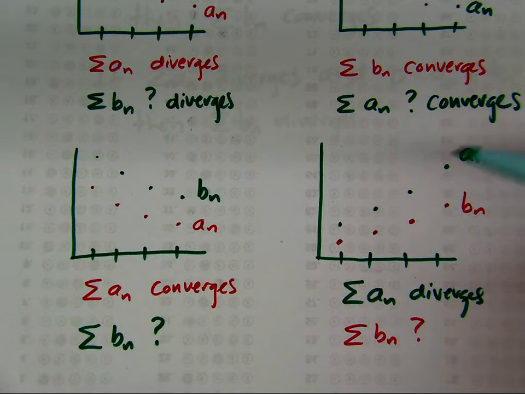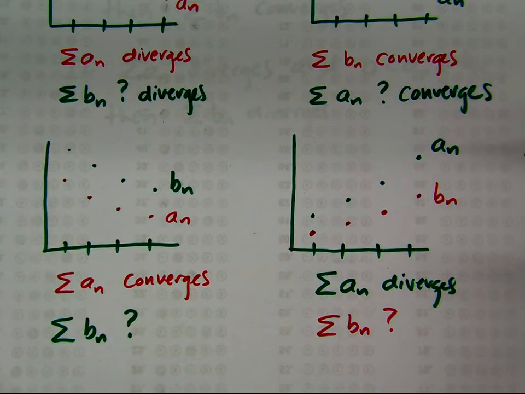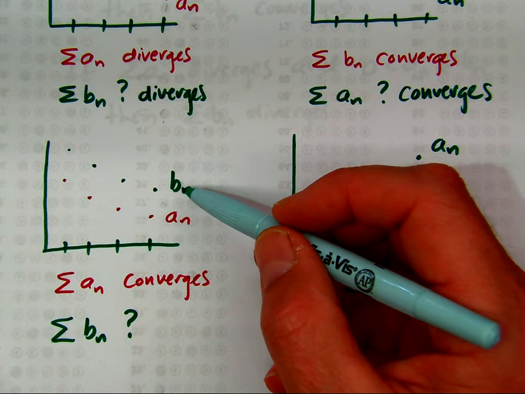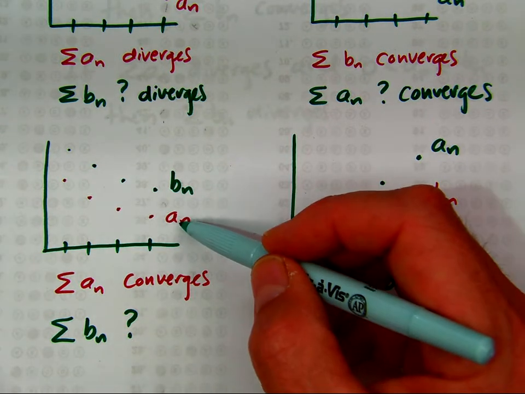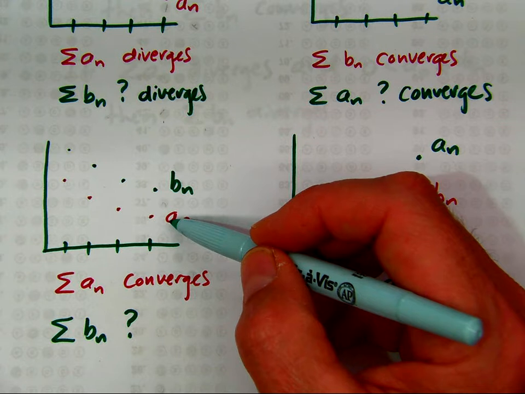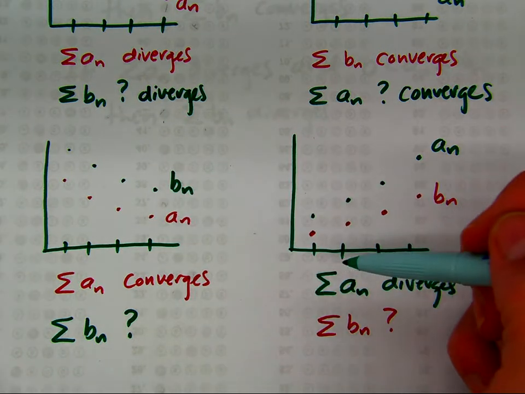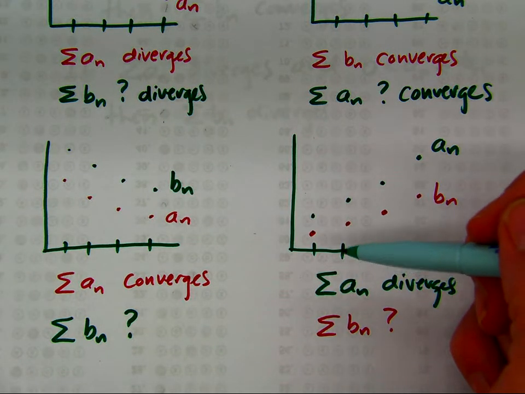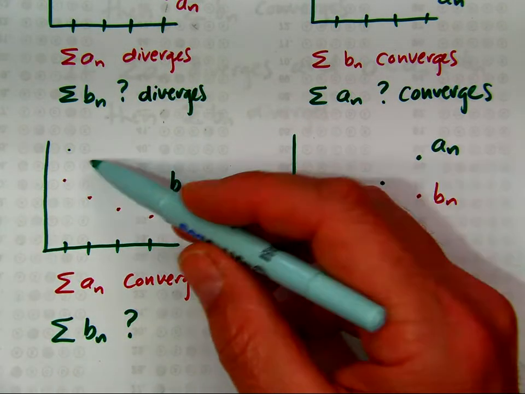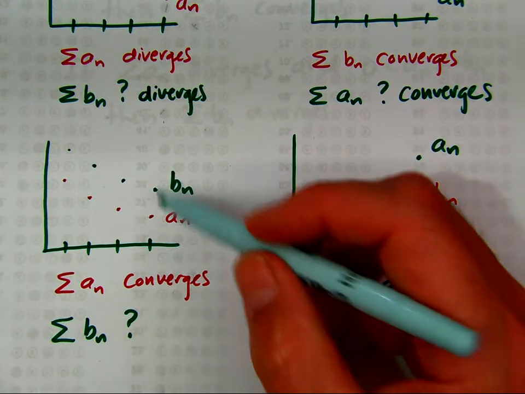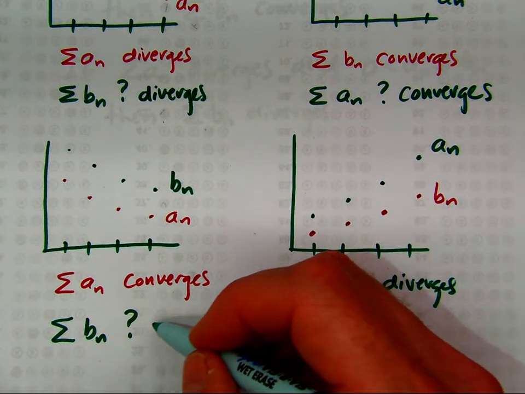Pause the video and answer the next two. So here we know that A converges, the series of A converges, and B is greater than A. So what could B be doing? If B is decreasing fast enough, then it would also converge, but it's possible that B does not decrease fast enough, so we don't know.